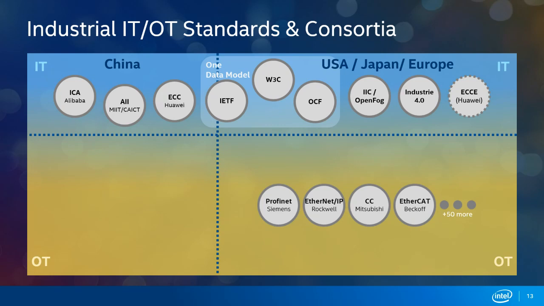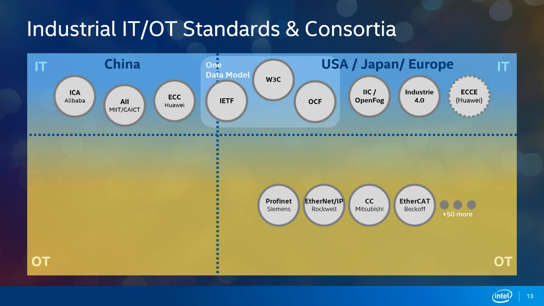And then in the USA, Japan, and Europe, there's a couple of different major consortia. I think a lot of us have heard about Industry 4.0, and this is primarily driven out of Europe and the manufacturers in Europe. In the US, we have the IIC and OpenFog, which is the Industrial Internet Consortia, which just, within the last year, merged with the OpenFog Consortia. This was driven by companies like Cisco and GE and Intel.